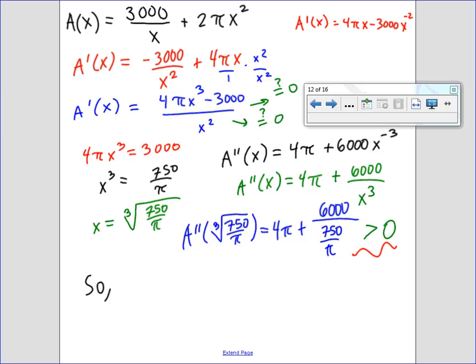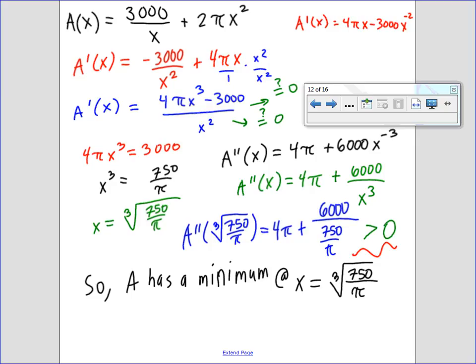Concave up shape would be what feature at x equals critical value? A minimum. So A has a minimum at radius r equals centimeters. All right, now I still don't know what that is, but we have to go back to the question.